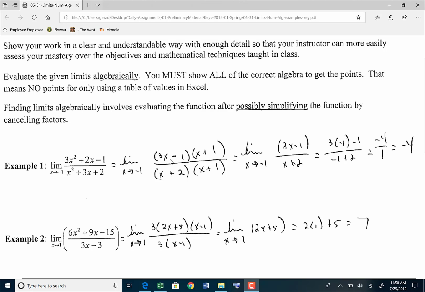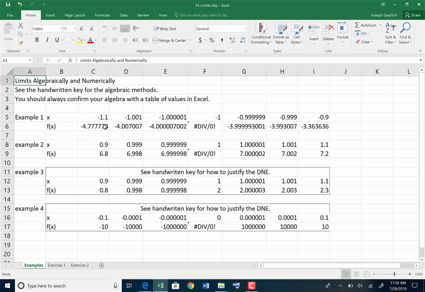But when we factor it, we see that the numerator and denominator have the same factor, which cancels, and then we no longer have a divide by 0 when we plug in a -1. So we factor it, cancel the factor, plug in a -1, evaluate it, -4. Let's look at Excel for that first example there.